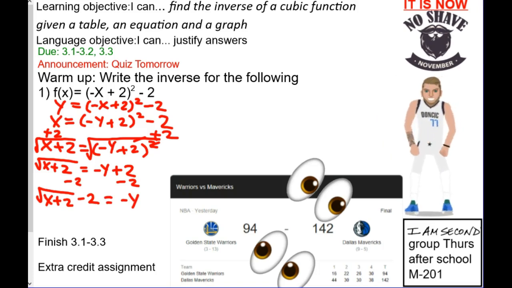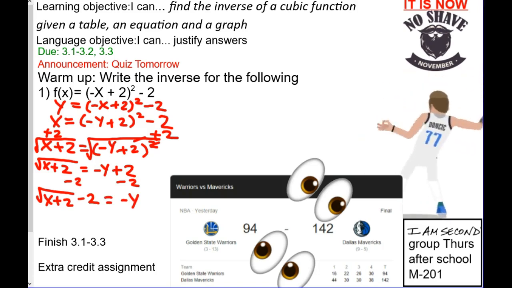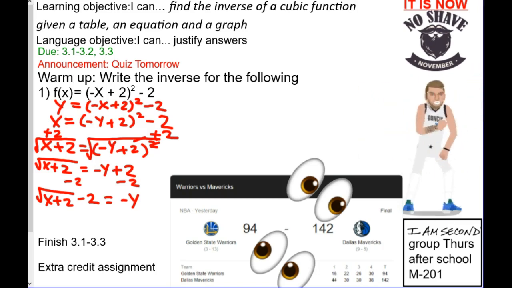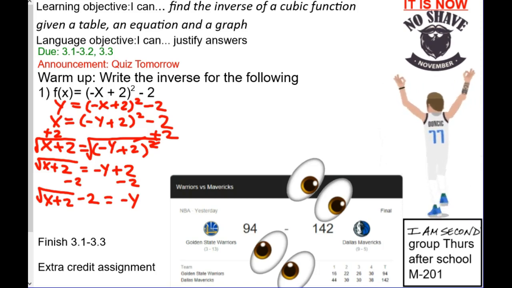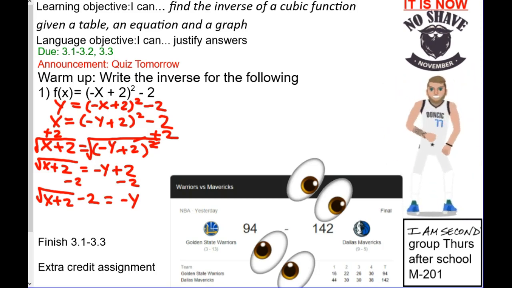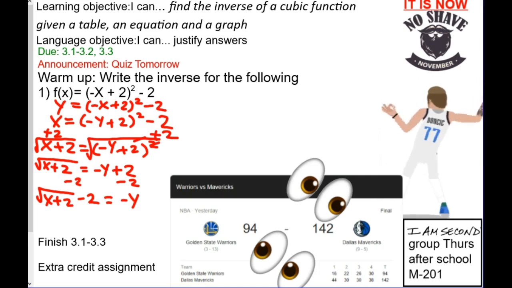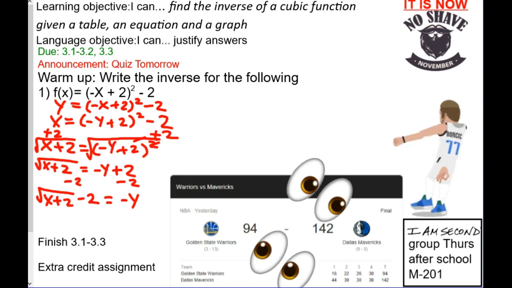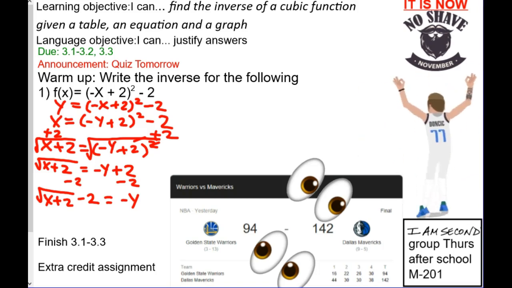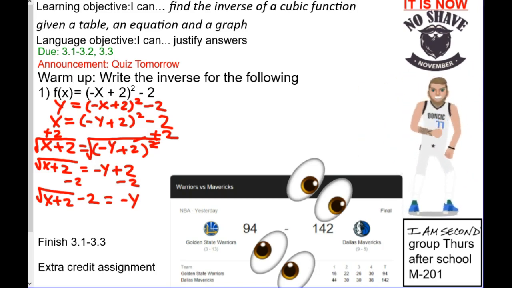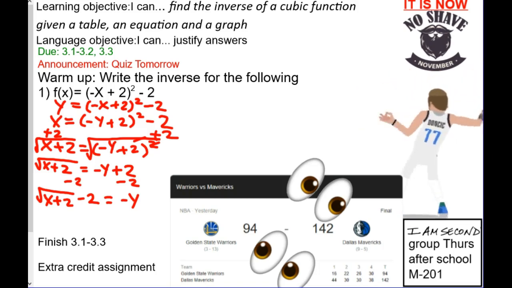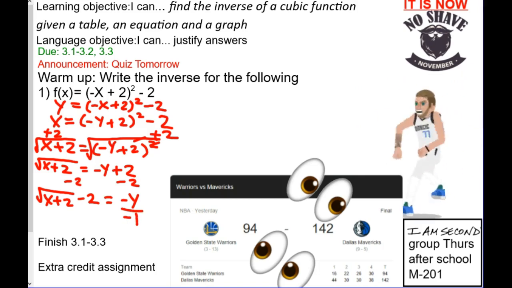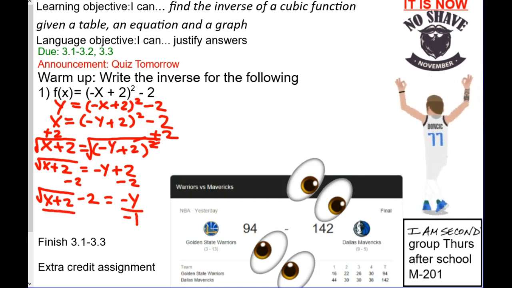Last step, to get rid of that negative sign, divide by what? y divided by negative y. Divide by negative 1. The negatives will cancel out. Okay, so everything gets divided by negative 1.